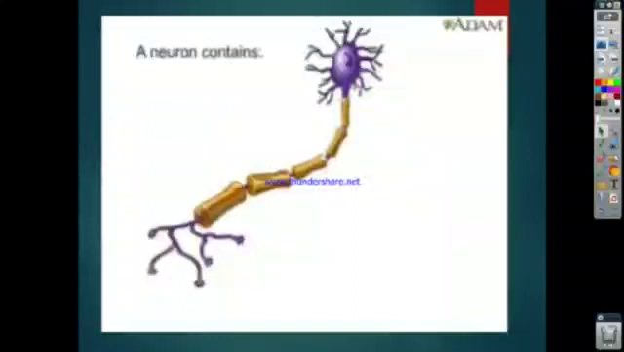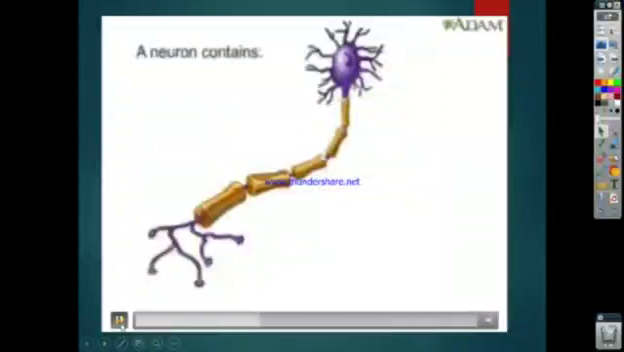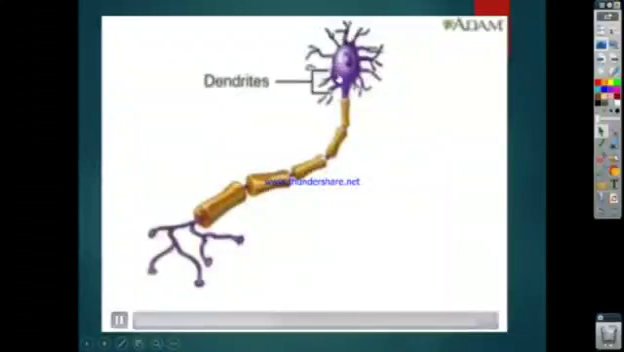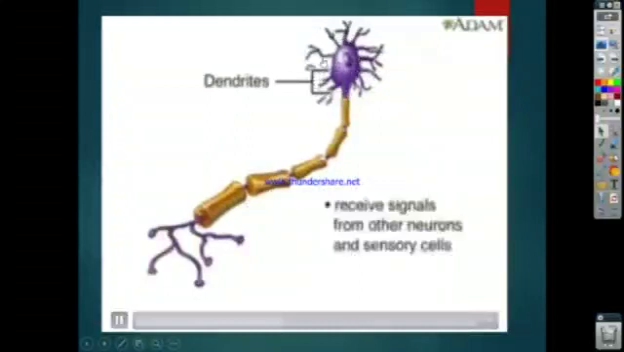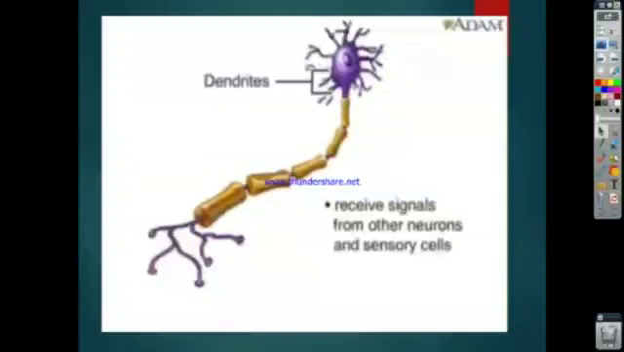The neuron contains dendrites, axon, and cell body. Dendrites are usually short branched extensions of the cell. They receive signals from other neurons and sensory cells.